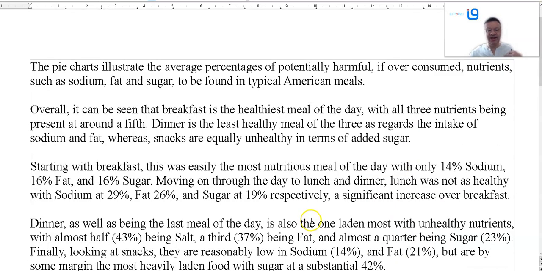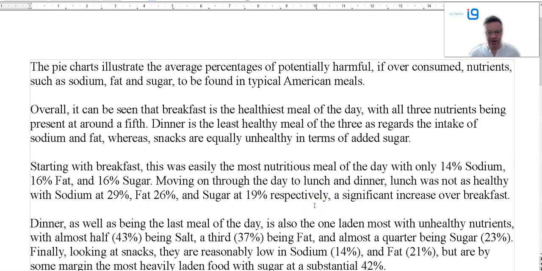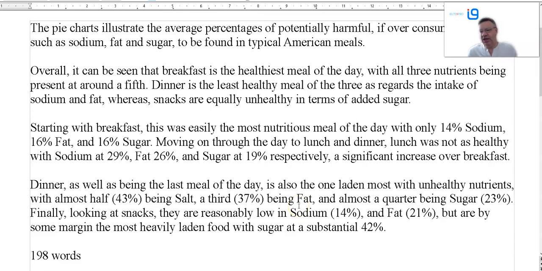Then I would take that to the logical next step and say breakfast, moving on, lunch, dinner, the one most laden, finally looking at the snacks. So that's how I would arrange that one. And that gives it a logic. It's easy to read, especially for the examiner, easy for them to understand. They're not reading, jumping, sodium, fat, sugar, jumping up and down. It's nice and clear. It's a daily menu, essentially. Breakfast, lunch, dinner, and snacks. Do it in that way, and I think it's a lot easier for the examiner to read.